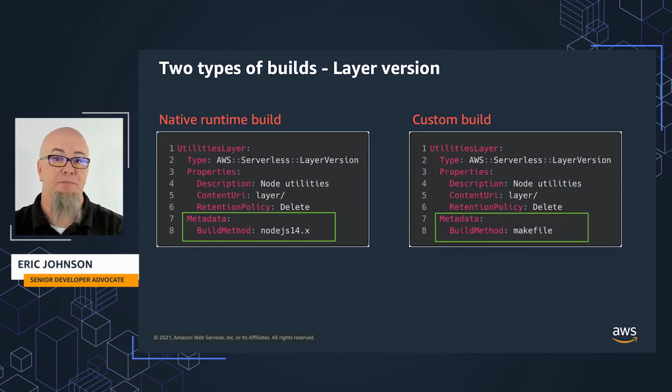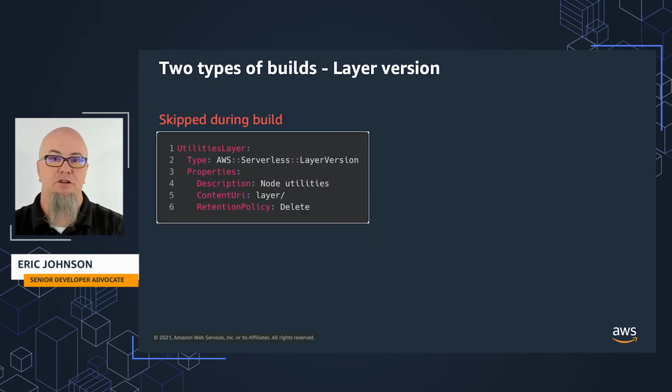In addition to Lambda functions, Lambda layer versions can also be built using native runtime or a custom build process. However, if the build method is omitted in the layer version resource, the layer is skipped during the build process.